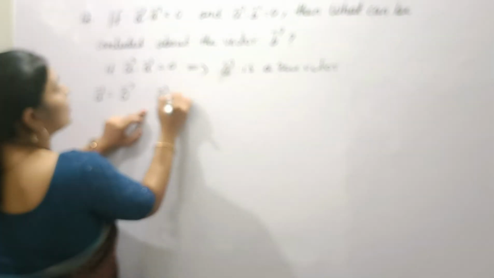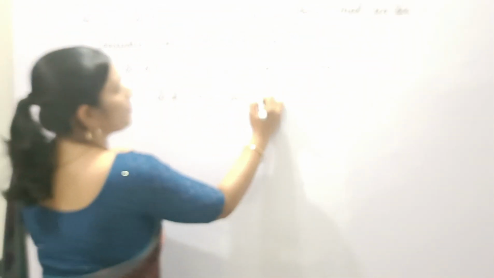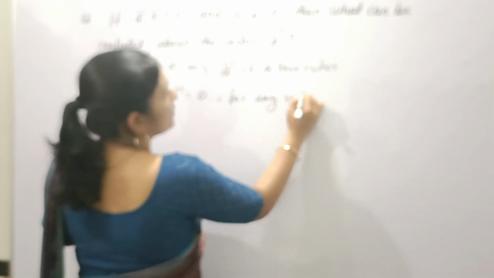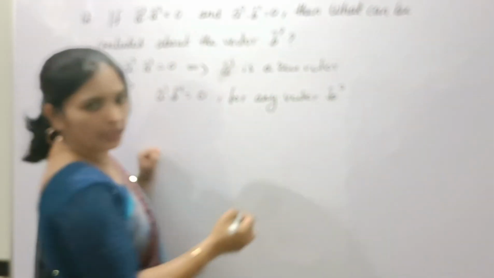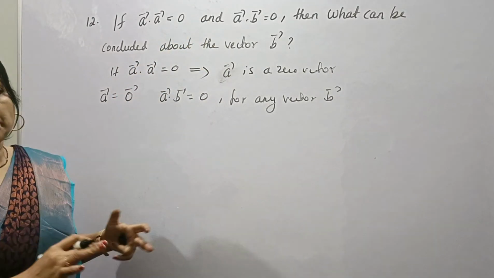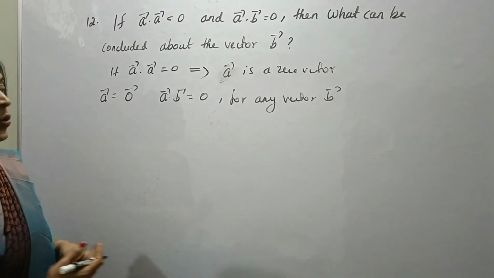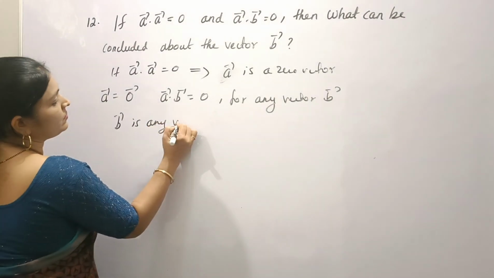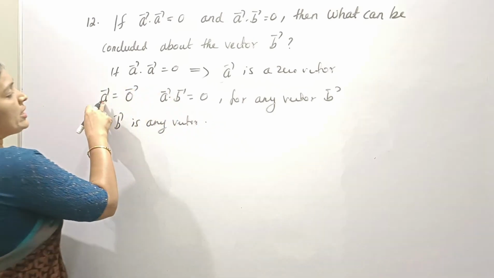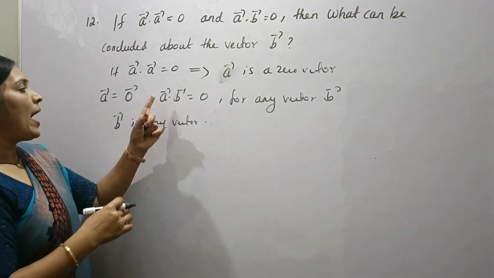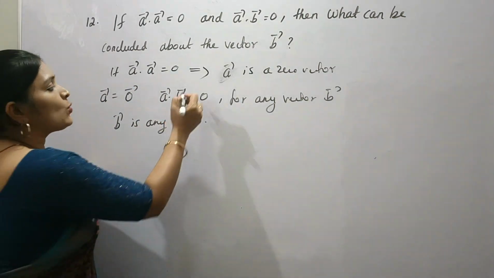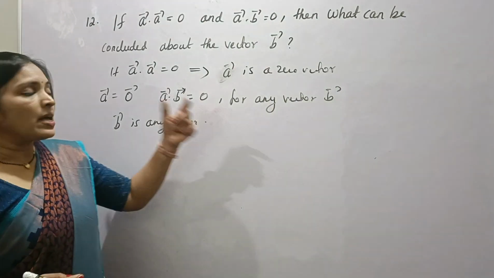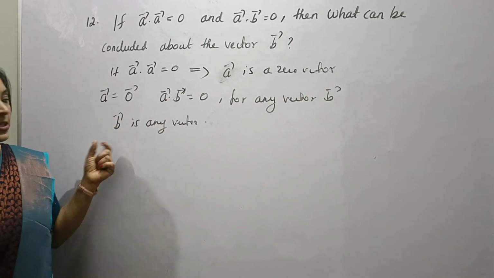And vector a dot vector b is equal to 0 for any vector b. So here vector b is any vector. Therefore vector b is any vector, because here vector a is a 0 vector and vector a dot vector b is equal to 0. That implies vector b is any vector.